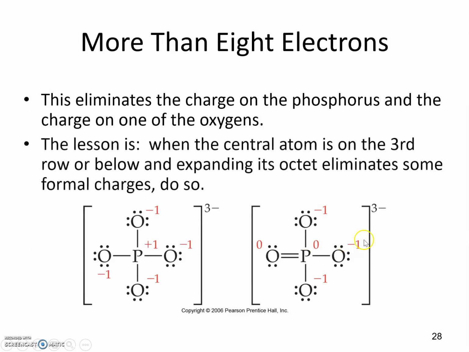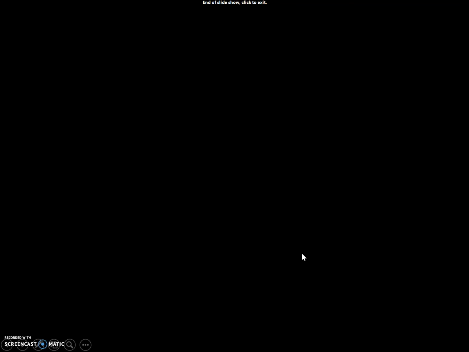Okay, and what we can take from this, if we want to generalize what's going on, is that if the central atom is in the 3rd period or lower, then we should expand its octet if it eliminates some formal charges. That tells us that this is the better structure. And that's it. End of slideshow.